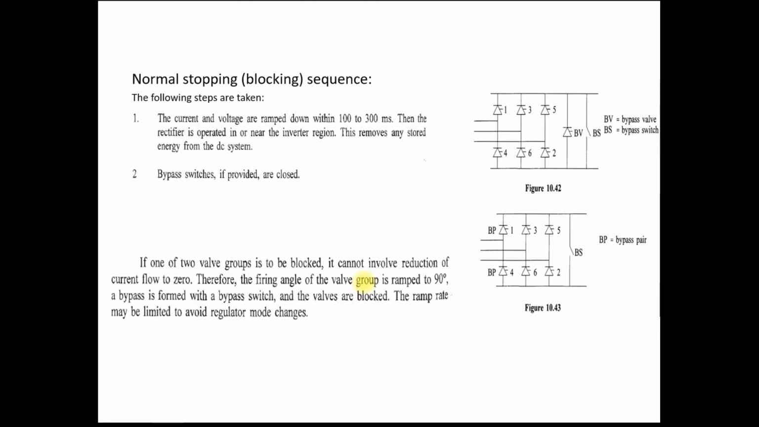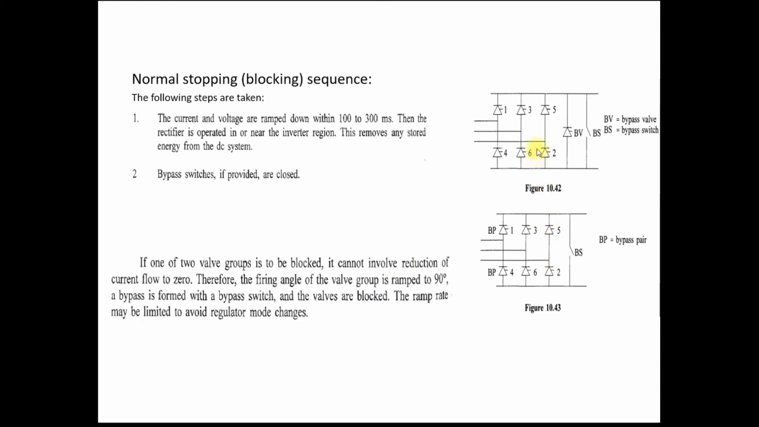Next is the normal stopping or blocking sequence. So how to block the HVDC system? As we know, in the AC system, we use a circuit breaker to isolate the AC line. Here, in the same way, the DC link is shut down gradually by the controls. So the blocking of the pole is achieved by reducing the voltage and current to zero. As we know, the DC line is blocked by blocking the bridge.